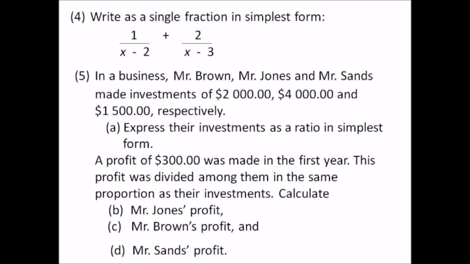Number 5. In the business, Mr. Brown, Mr. Jones, and Mr. Sands made investments of $2,000, $4,000, and $1,500 respectively. A, express their investments as a ratio in simplest form. A profit of $300 was made in the first year. This profit was divided among them in the same proportion as their investments. Calculate B, Mr. Jones' profit, C, Mr. Brown's profit, and D, Mr. Sands' profit.